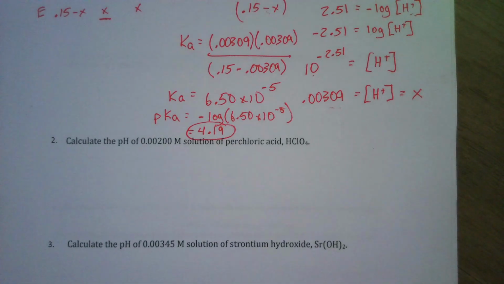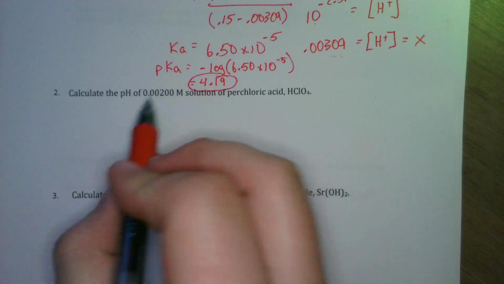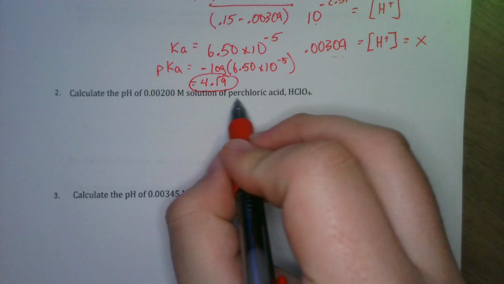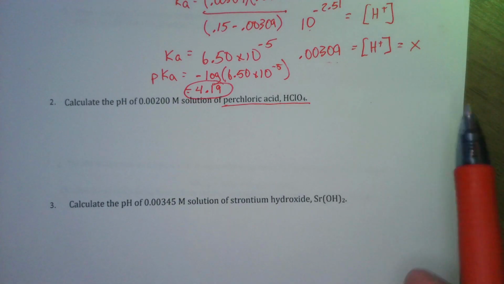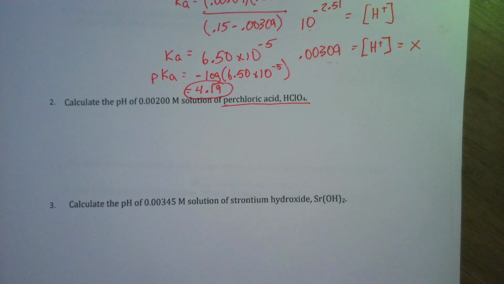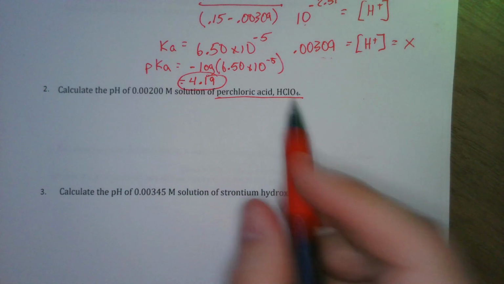Okay, next question, number 2. I want to calculate the pH of 0.002 molar solution of perchloric acid. Okay, so again, I just have an acid. I'm going to start with just one thing. We're not mixing anything yet, because that complicates it. But I have perchloric acid, HClO4.